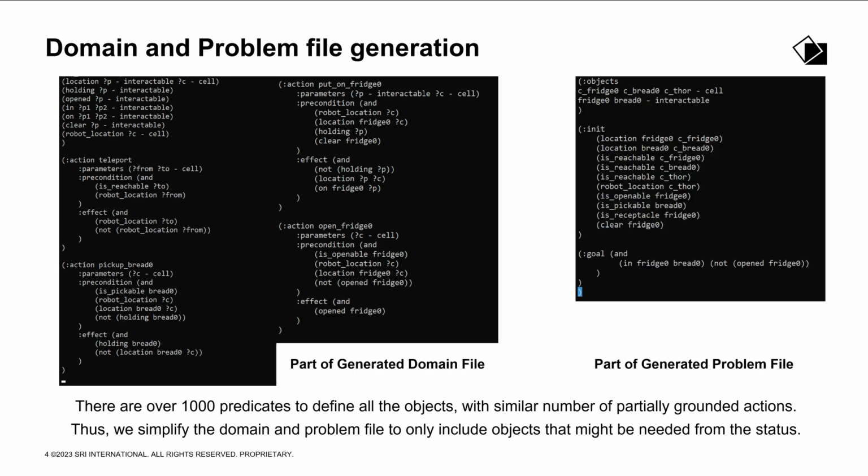The goal condition received from the grounder with the current state description is used to construct the planning problem shown on the right. In general, there can be over thousands of predicates to define the current state of the objects in the environment. We create partially grounded actions to remove infeasible actions such as pick up fridge. This also helps with the combinatorial complexity of grounding every action for every object in the environment.